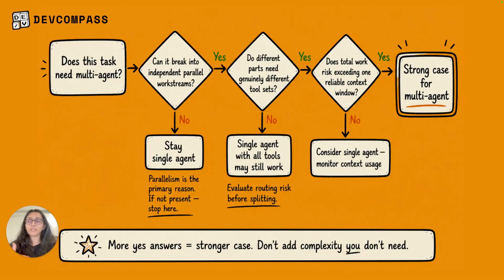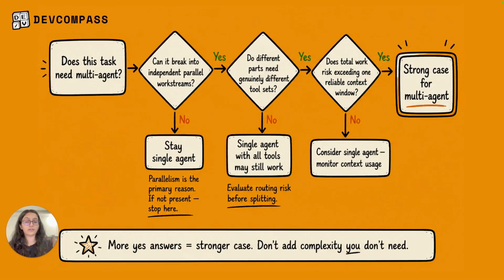Can this task be broken into independent work streams that would benefit from running in parallel? If no, stay single agent. Parallelism is the primary reason to go multi-agent. If the work is sequential by nature, where step B requires the output of step A, splitting it across agents doesn't help and adds coordination overhead. So you stay single agent. If yes, next question: do different parts of the task genuinely require different tool sets or configurations? If no, a single agent with all the tools might still be fine. If yes, multi-agent starts to make more sense.